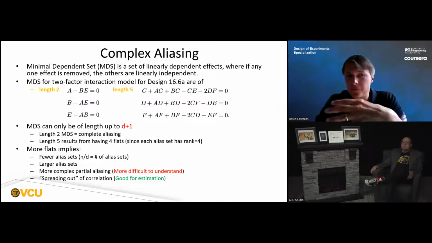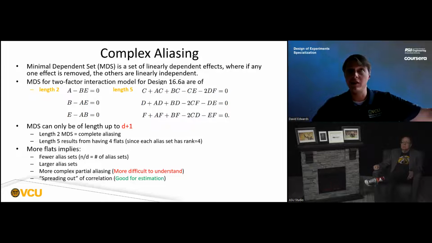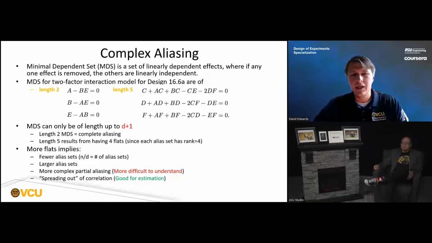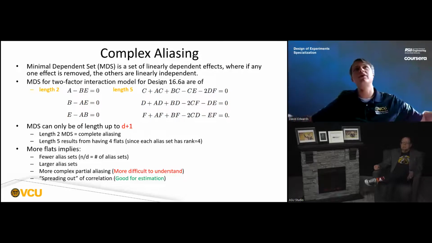But as I mentioned, if you can design the experiment to have this parallel flat structure, you are going to cap the length of those dependent sets. Minimal dependent sets can only be of length up to the number of flats plus 1, which means that if I have a 4 parallel flats design, then there can be nothing longer than 5, which caps the complexity. So really the idea is the more flats you have, the more fractions you have to put together to create your design, the fewer alias sets you get, the larger the alias sets get, the more complex the aliasing gets, and the more spread out the correlation gets.